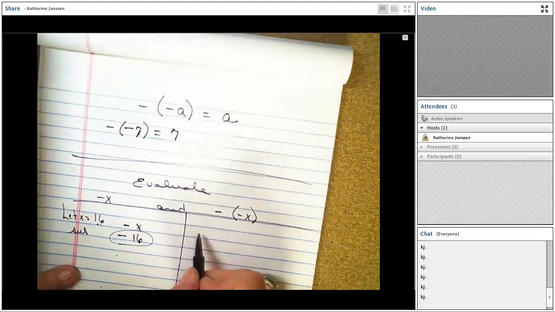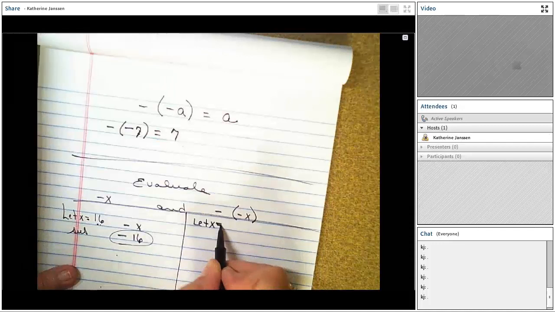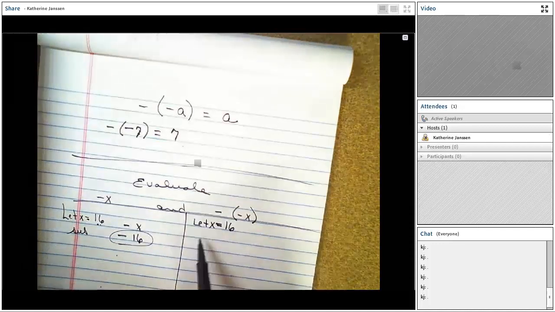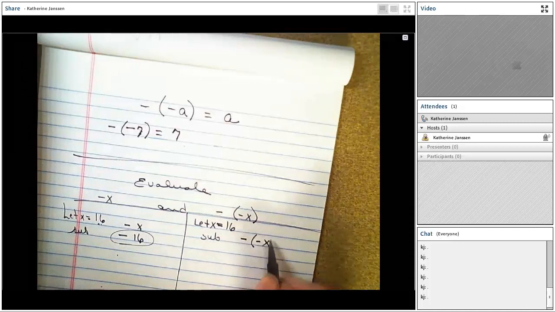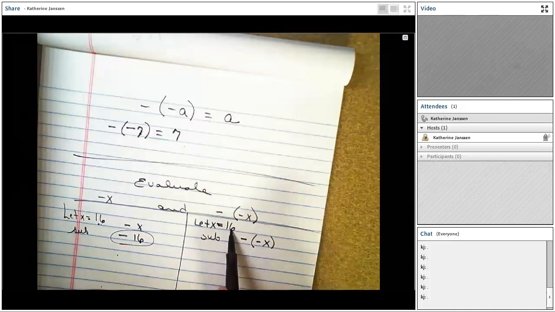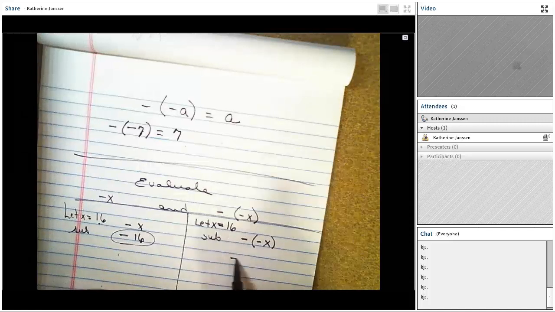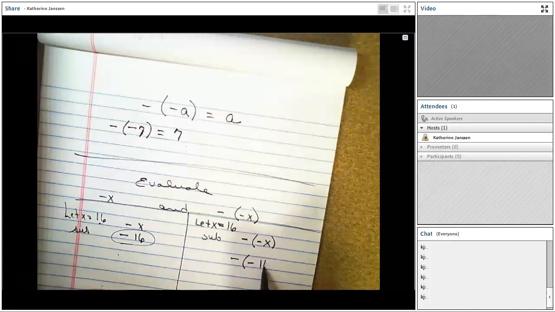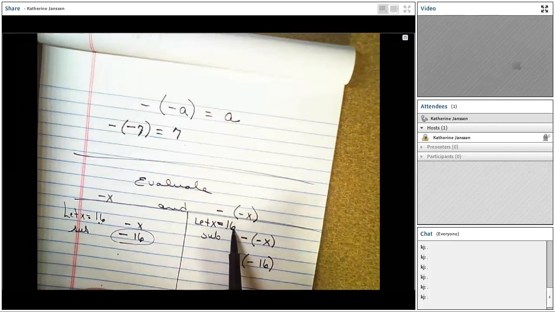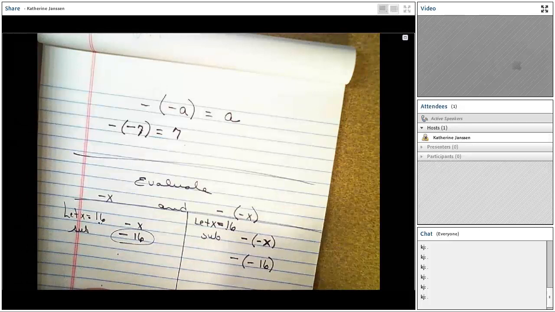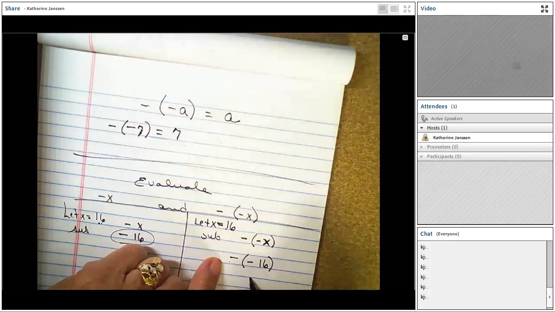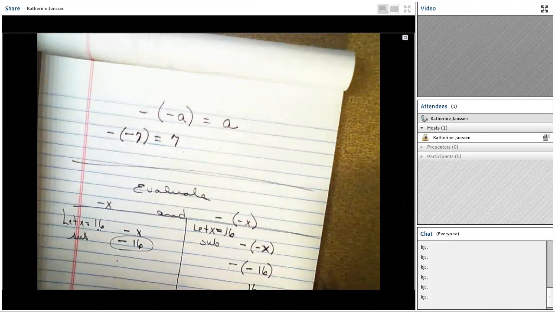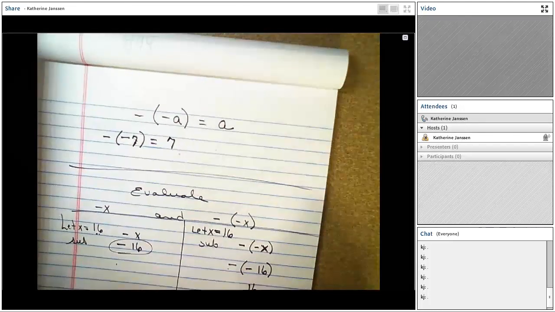We're going to let x equal 16. I'm going to substitute into the opposite of negative x. So for every occurrence of x, I'm going to let x equal 16, but I'm going to copy everything else down the same. So I very carefully substitute 16 for x's position. Everything else is copied down the same. If I have negative 16, its opposite is positive 16. The opposite of negative 16 is positive 16.